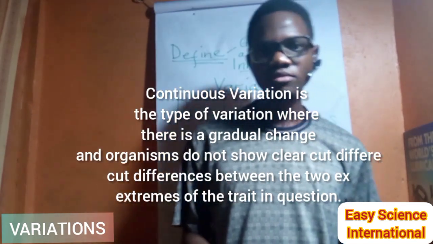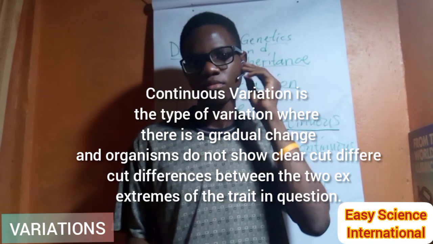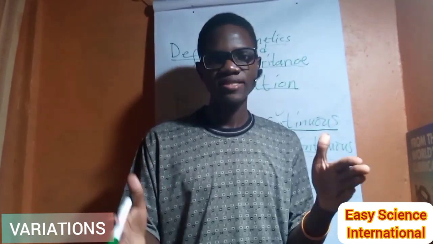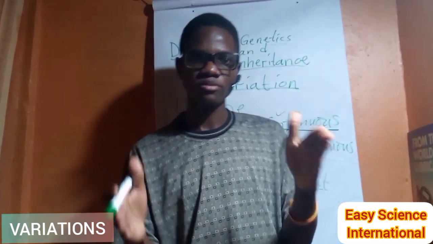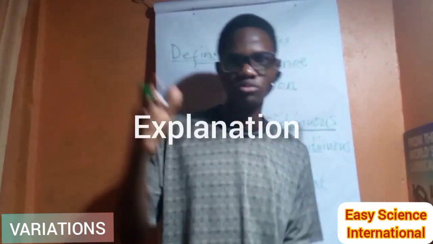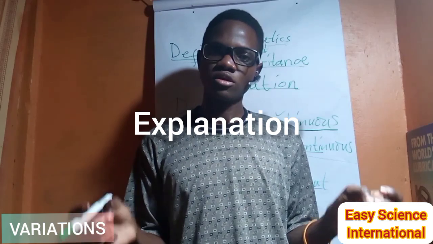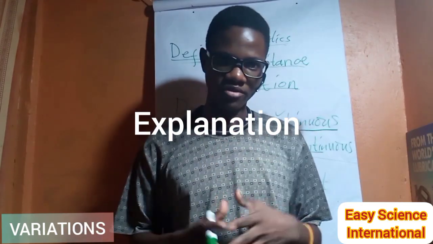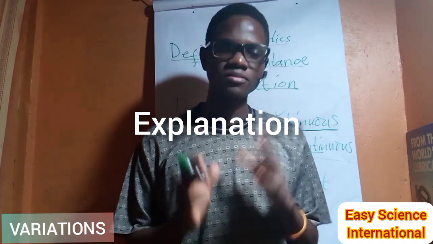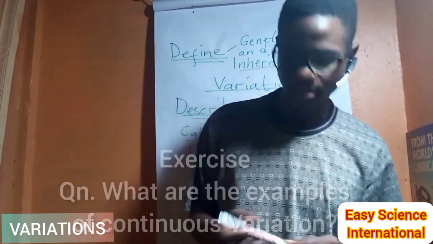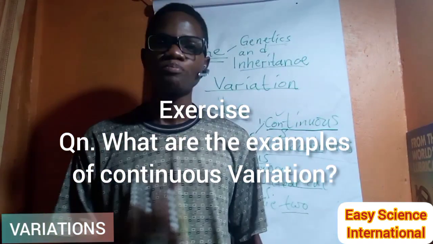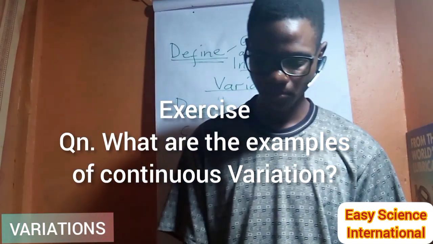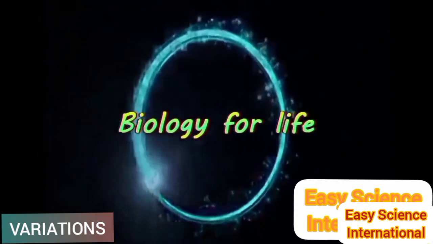Now, we know that because there are gradual changes from the first extreme to the last extreme, we shall create intermediates, people who lie in between them. So that is another characteristic. Now, what are the examples of continuous variation?